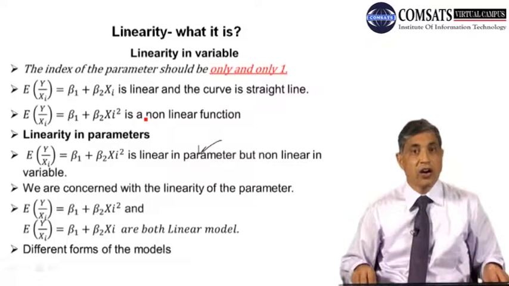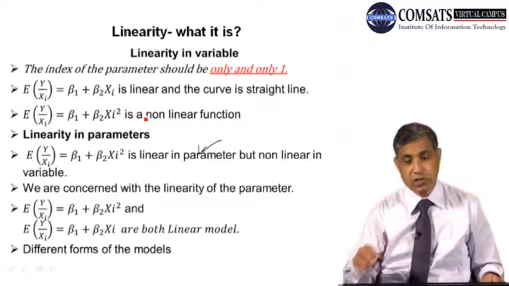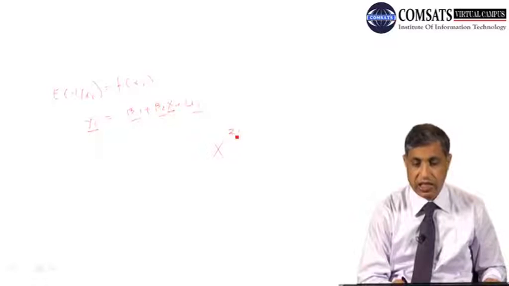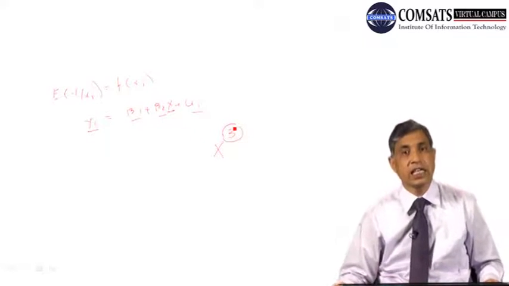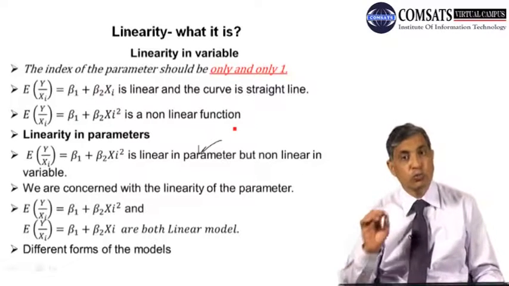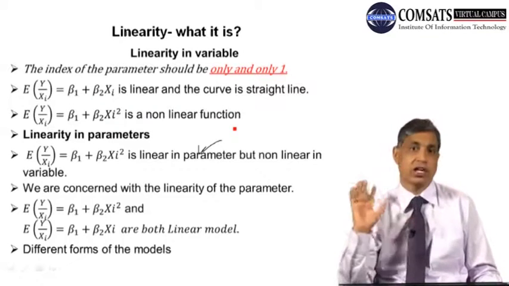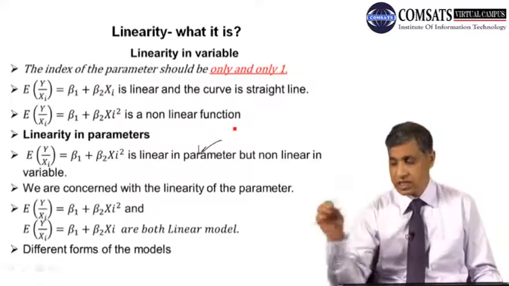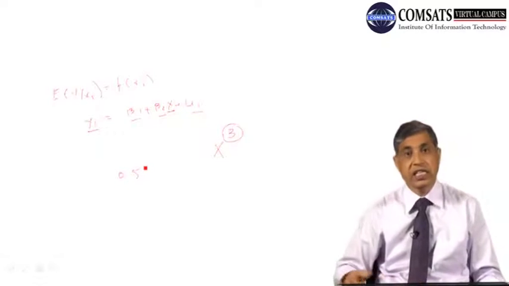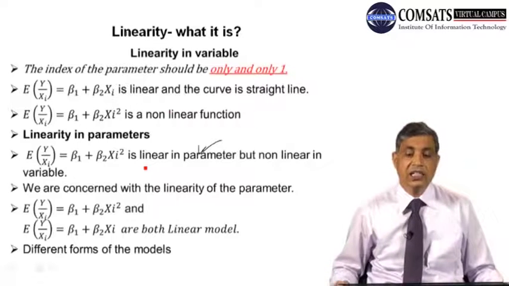I will talk about this assumption at a later stage, but I still have to make clear what linearity is. Linearity is a very simple concept. The index means simply the power. For example, this is x power 3, and 3 is the index. The index of the parameter should be only and only 1, not -1, not 0, not anything other than 1. It should be exactly 1. If it is 0.5, we will say that it is not linear. So linearity means the index of the parameter.